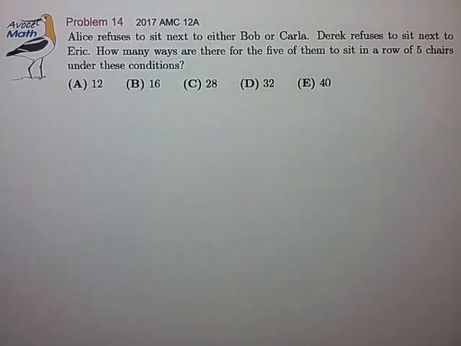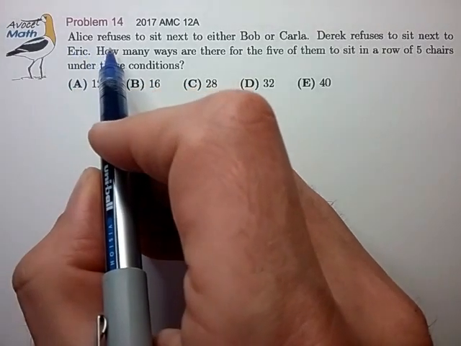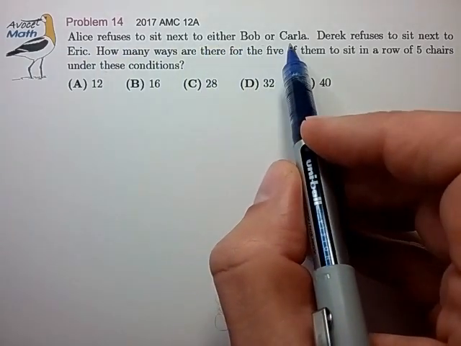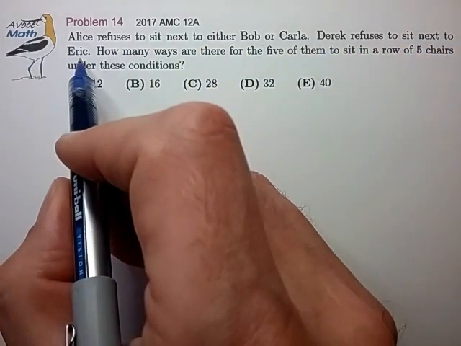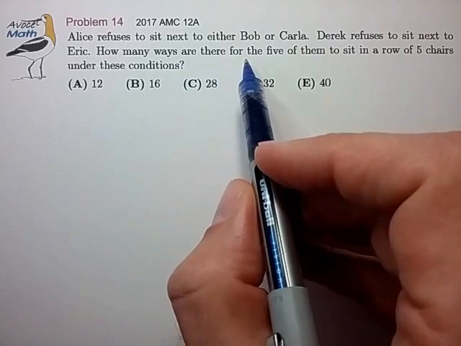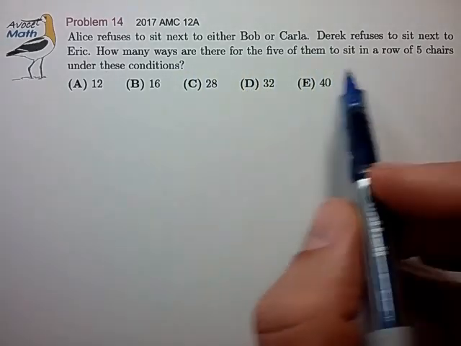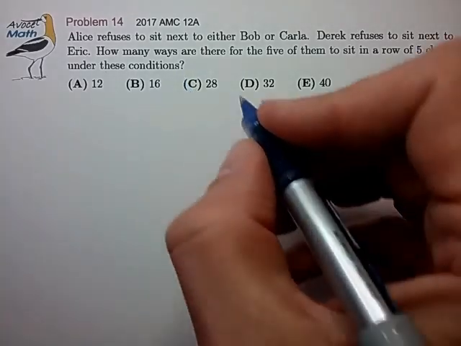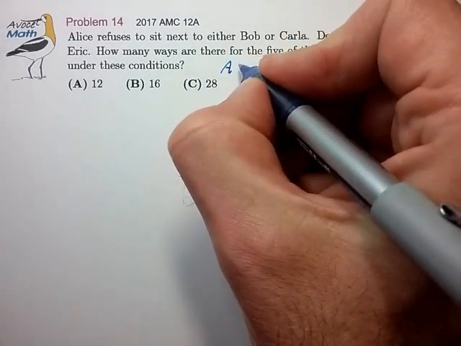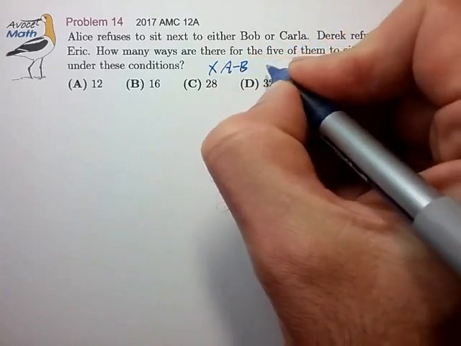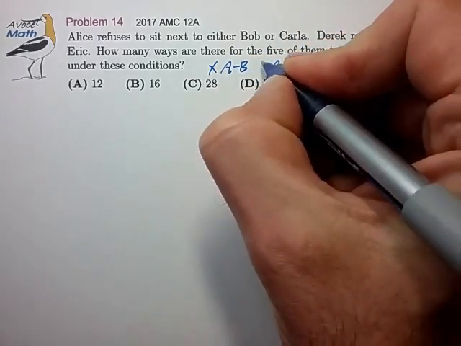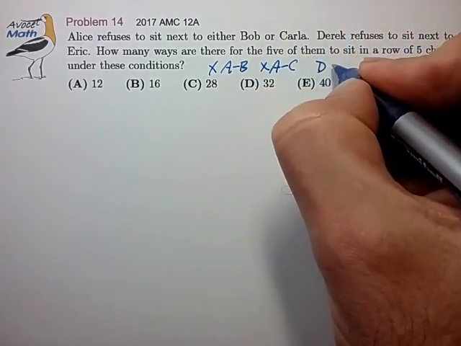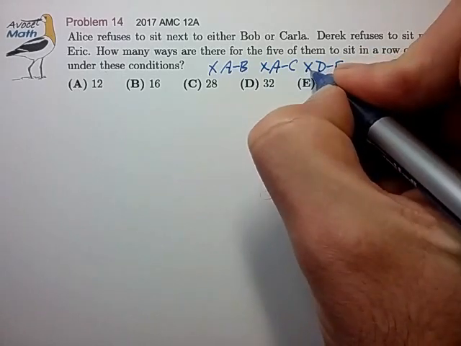Hi, this is problem 14 from the AMC 12A. Alice refuses to sit next to either Bob or Carla, and Derek refuses to sit next to Eric. How many ways are there for the five of them to sit in a row of 5 chairs under these conditions? Okay, so it looks like we have that Alice doesn't want to sit next to Bob, A doesn't want to sit next to C, and D doesn't want to sit next to E.